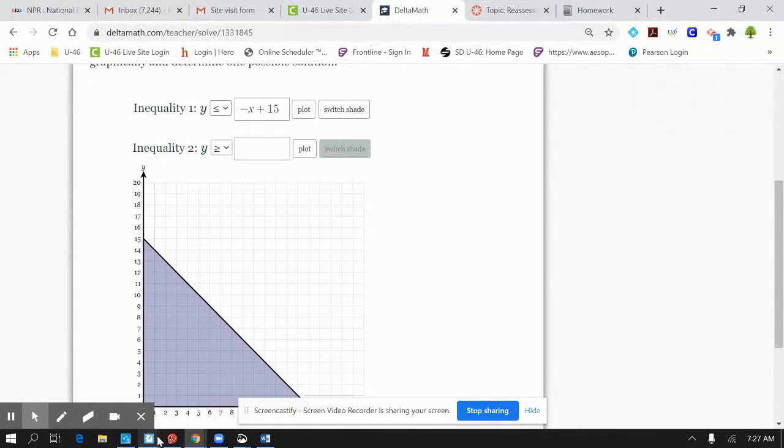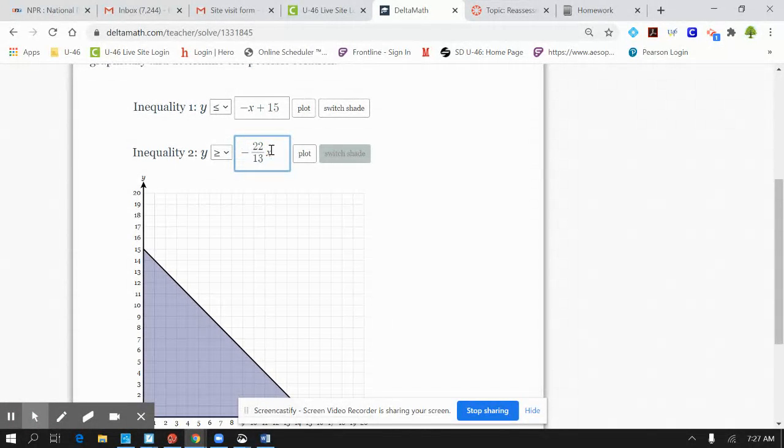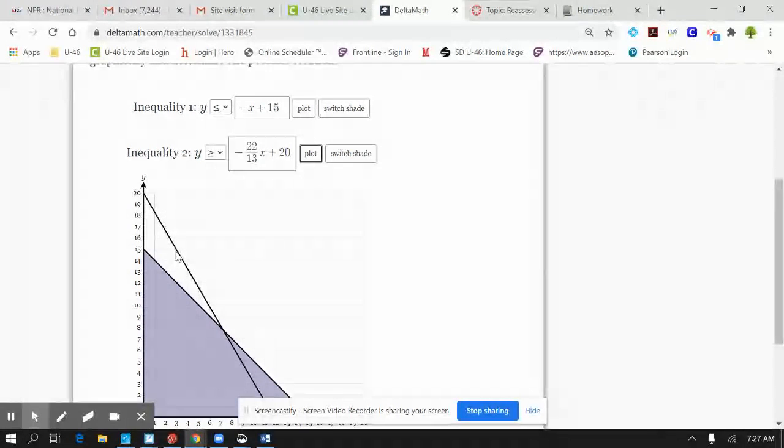The other one was negative 22 thirteenths x plus 20. And that was greater than, because this is the money inequality. So any ordered pair on this line, for example, this ordered pair is 3, 15. So if she does 3 hours of tutoring and 15 hours of landscaping, she will make exactly $260. But she wants at least 260. The more the better, right? So we want y to be greater than.